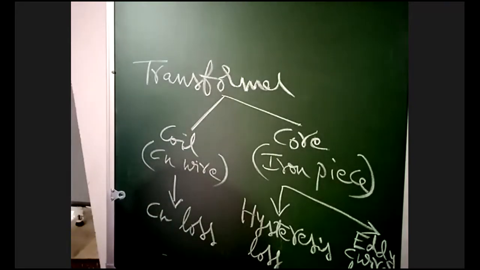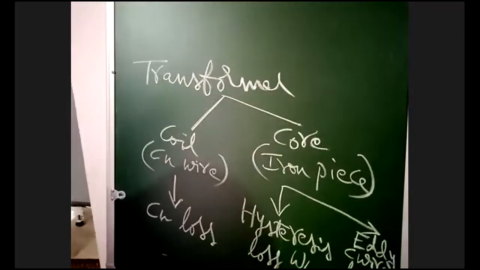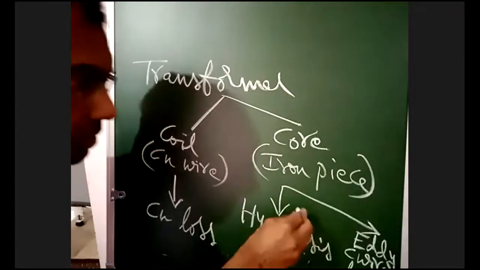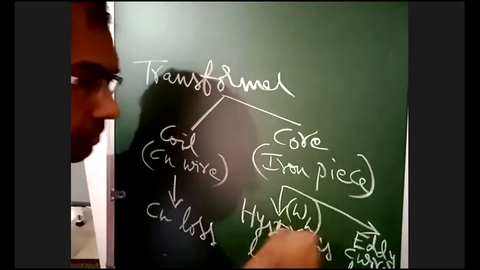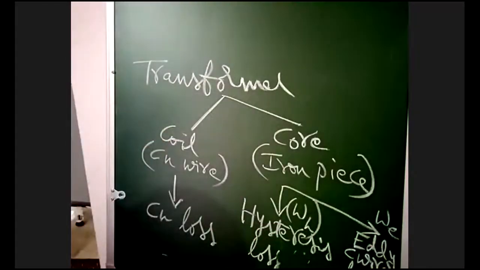So a transformer consists of only two parts. One is coil and the other is core. In coil we will have copper loss. In the iron piece we will have two types of losses. Hysteresis loss is represented with WH, and eddy current loss is WE. The notation for hysteresis loss is WH or PH. H means hysteresis. E means eddy current. WE, suffix E, is eddy current loss.